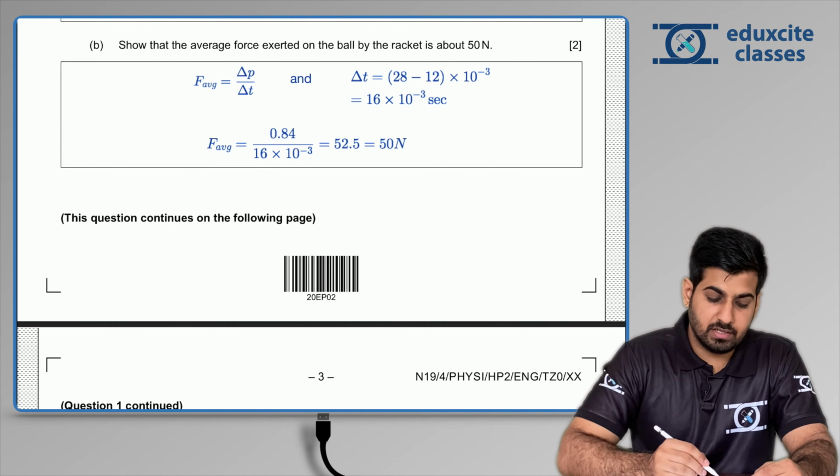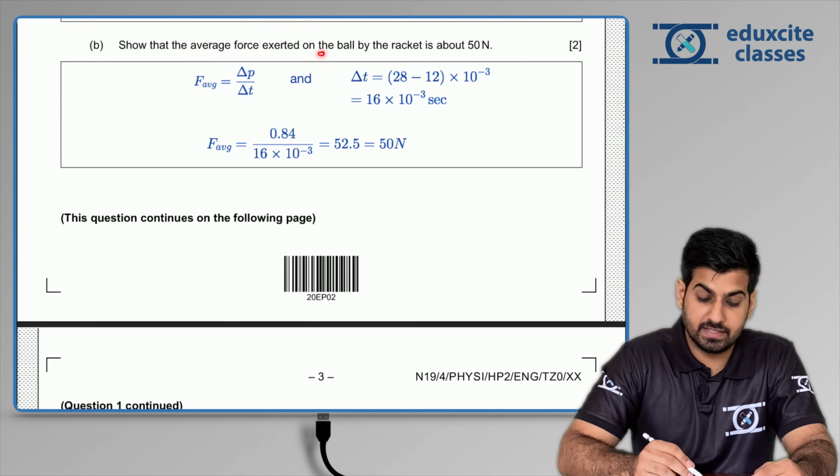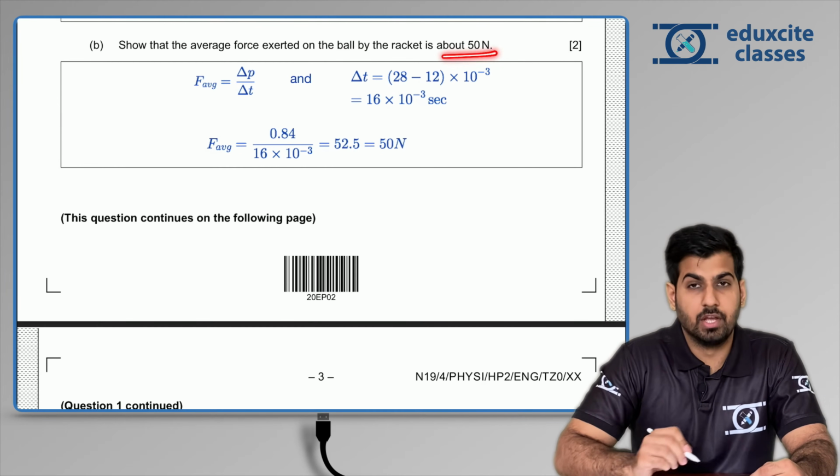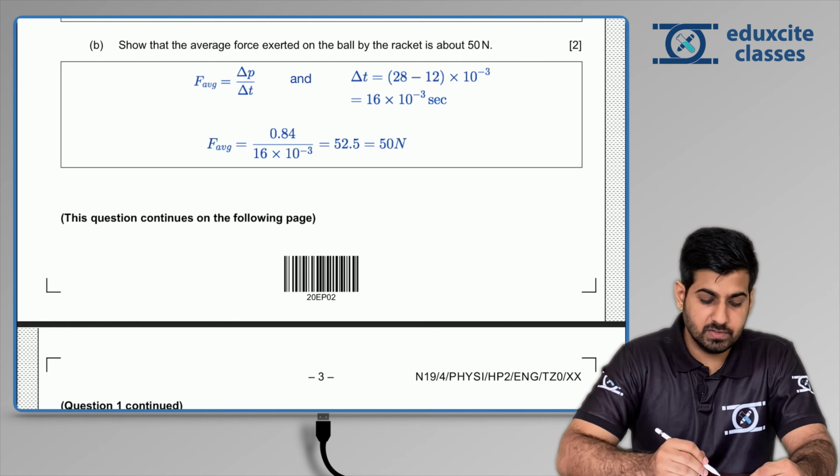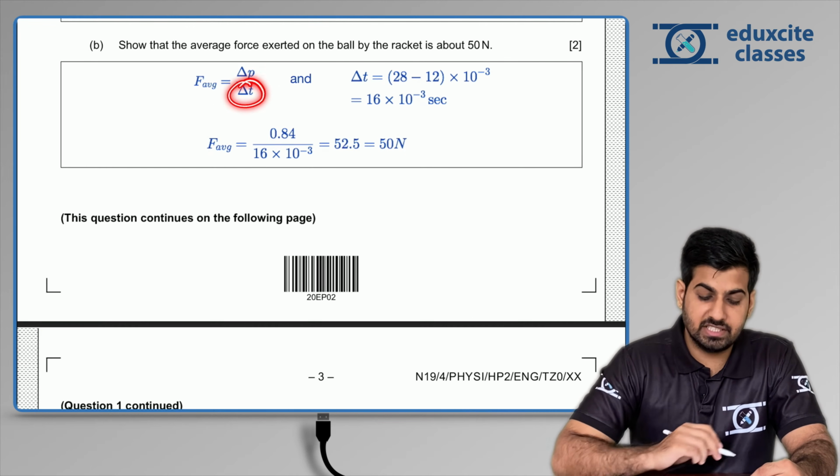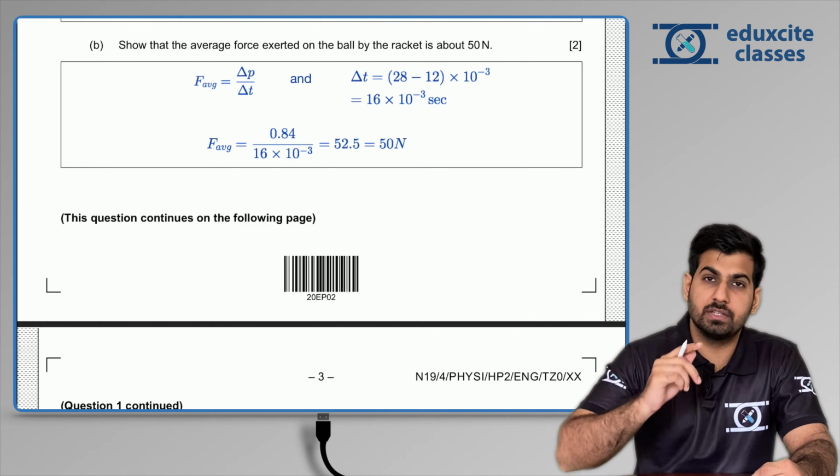Now the B part, F average. Show that the average force exerted on the ball by the racket is 50 newtons. So we find the average force. We know it is change in momentum over time. Change in momentum is given to us, and the change in time we can identify by using the graph.